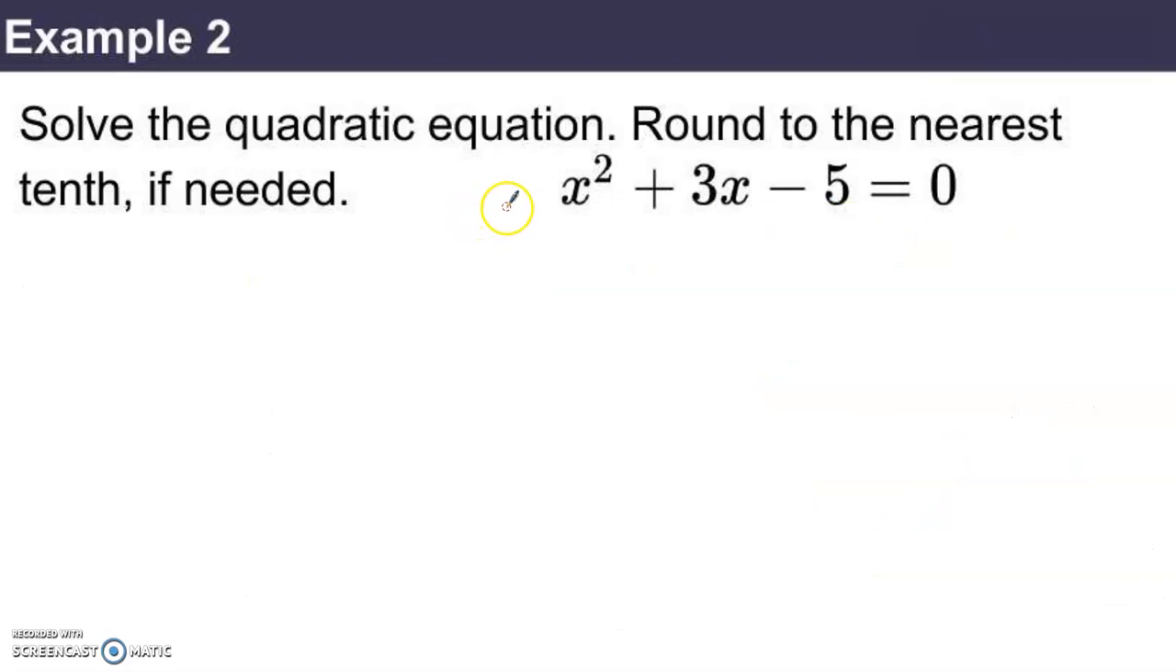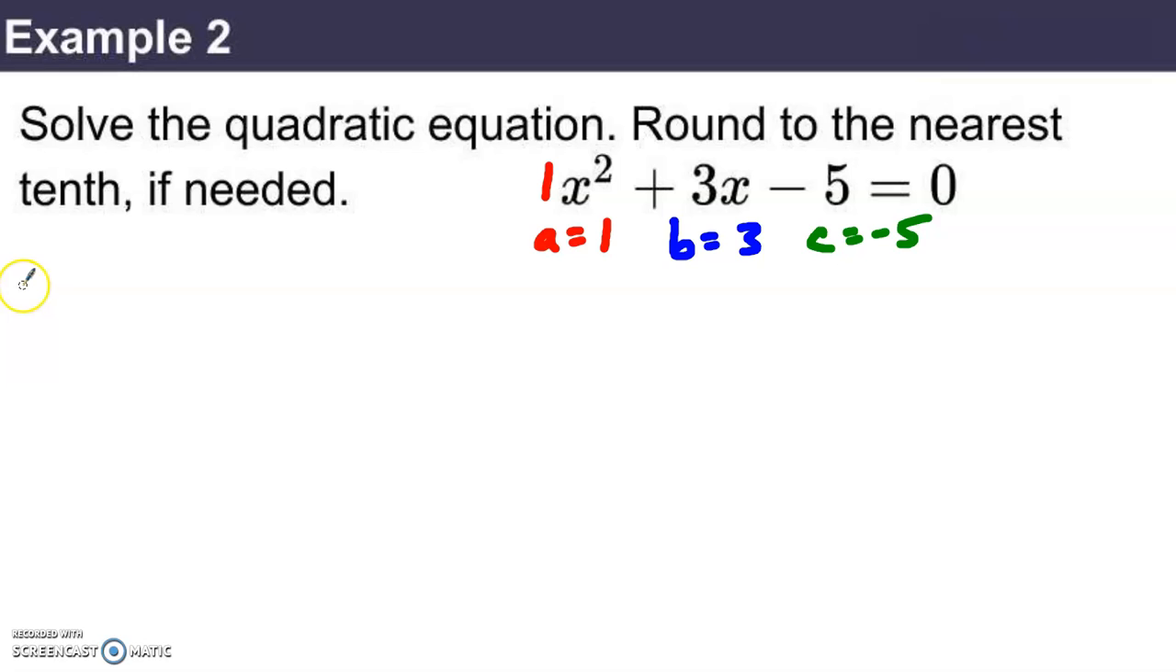Let's see if we can solve this equation. X squared plus 3x minus 5 equals 0, the one that we tried to factor at the beginning of the video and couldn't. Let's use the quadratic formula. There's no coefficient on the x squared term. It's a 1. A is 1. B is 3 in this case. And C is negative 5.